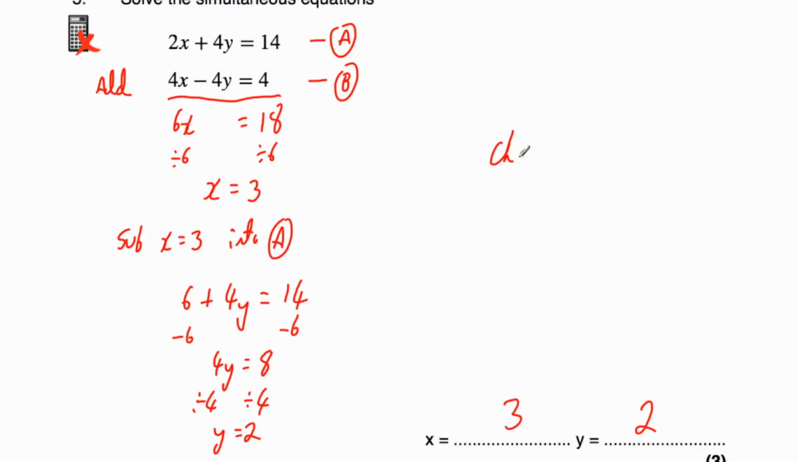So let's check in B. So check in B. So we've got 4 times x, that's 4 times 3, which is 12.